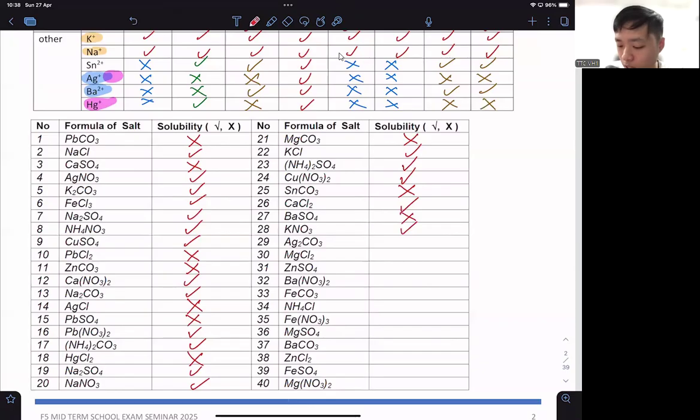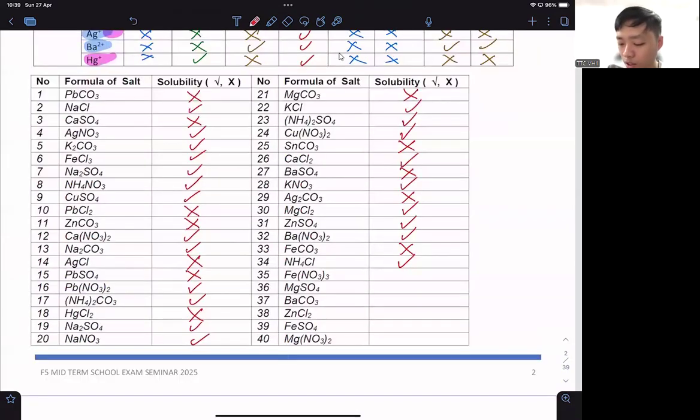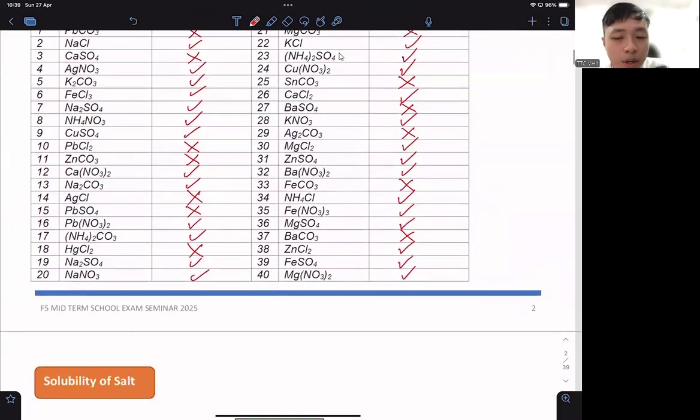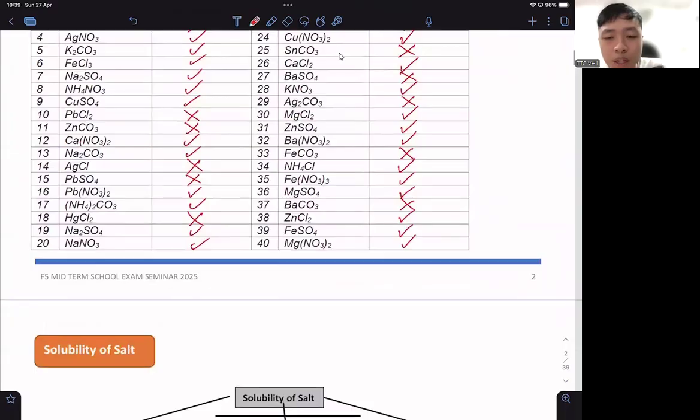K soluble. Carbonate, no. MgCl2, yes. Zinc sulfate, yes. Barium, yes. Carbonate, no. NH4 plus, yes. Nitrate, yes. MgSO4, yes. Carbonate, no. Zinc chloride, yes. Fe sulfate, yes. Iron(II) sulfate, yes. Then nitrate, yes. No problem with this one. Then you quickly move on to the other part, where you prepare a salt.